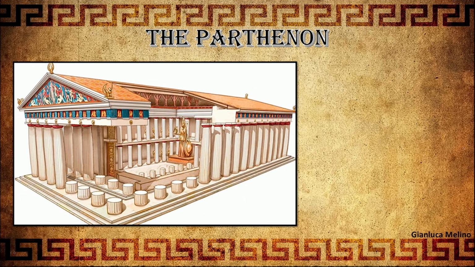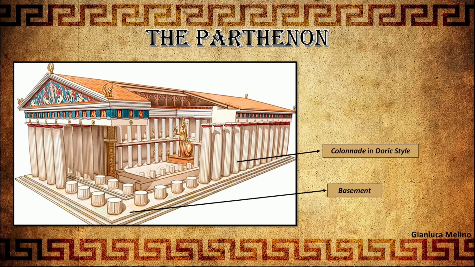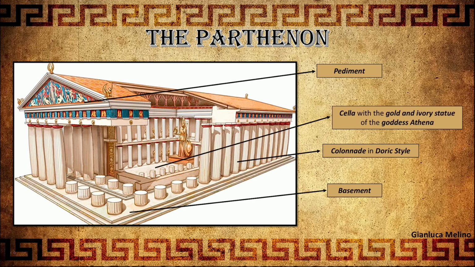It is composed of a base on which there is a colonnade in Doric style that supports the sloping roof. The roof consists of a plain architrave and a frieze decorated with relief sculptures. The pediments, the triangular shape between the architrave and roof, were also decorated, and the entire construction was decorated with relief sculptures. The colonnade enclosed the walled room of the cella, where there is a great gold and ivory statue of the goddess Athena.